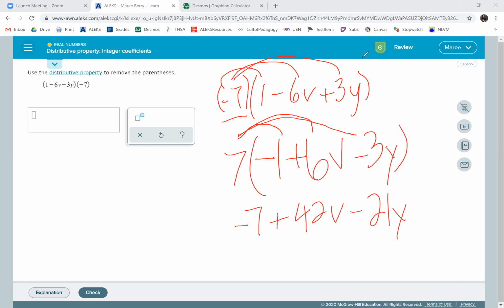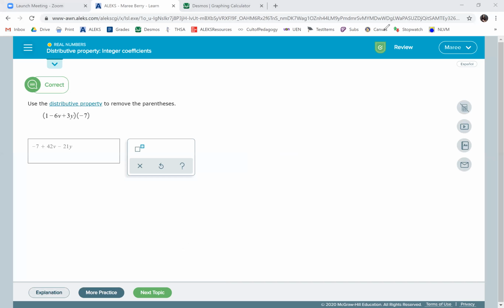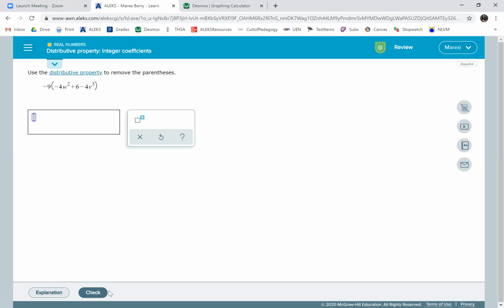So I like to distribute the negative sign first, like change everything negative, and then times everything by 7. It just helps me to not forget that negative sign. Okay, let's try another one. Clear all my drawings here. Let me do, okay, so let's do another one here.